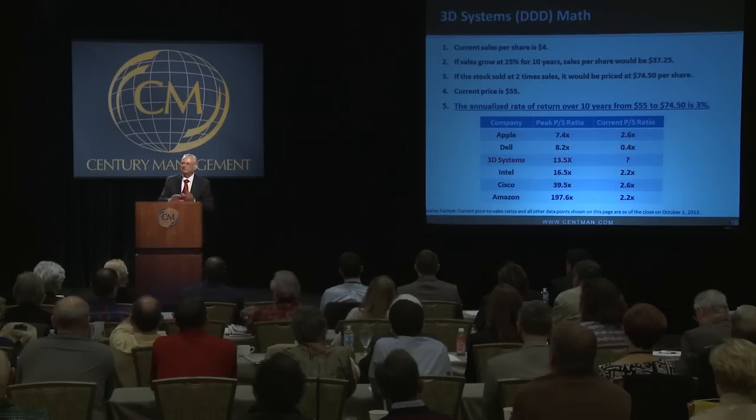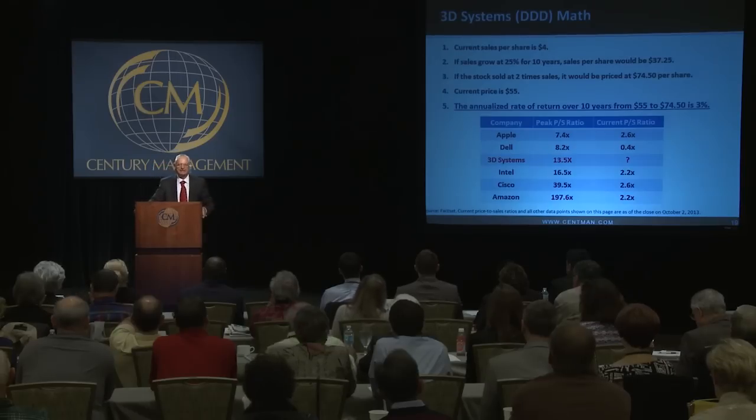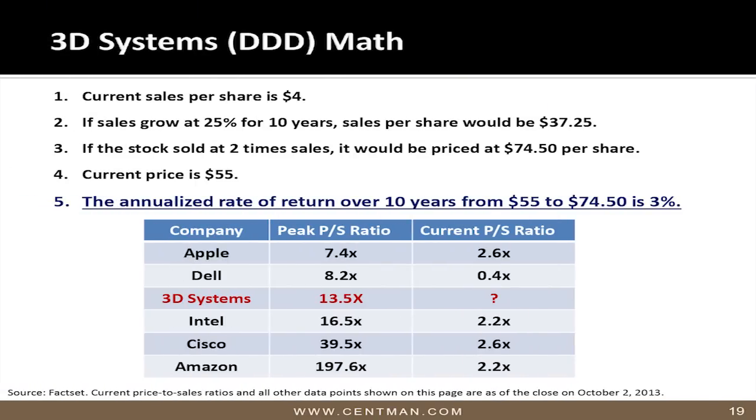Now, let's assume that everything turns out right for 3D printing. So I made a projection that for the next 10 years, they're going to grow at 25% a year. They have never even grown that much since they began, but I'm just going to give it the benefit of the doubt so you get the idea. So we're going to grow it out for 10 years, 25% a year. Their sales would go from $4 to $37. But if at that time it sold at 2 times sales, the stock would go to $74. Well, if it went to $74 from $56, that's about a 3% return over 10 years. That is not something worthwhile or even to reach for.